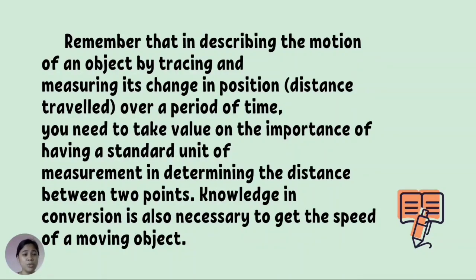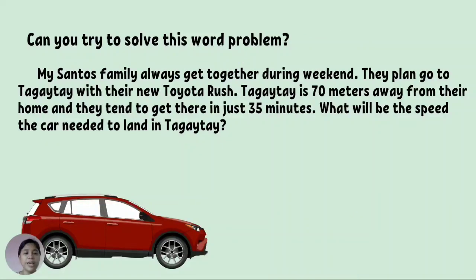Remember that in describing the motion of an object by tracing and measuring its change in position over a period of time, you need to take note of the importance of having a standard unit of measurement in determining the distance between 2 points. Knowledge in conversion is also necessary to get the speed of a moving object. Can you try to solve this word problem?